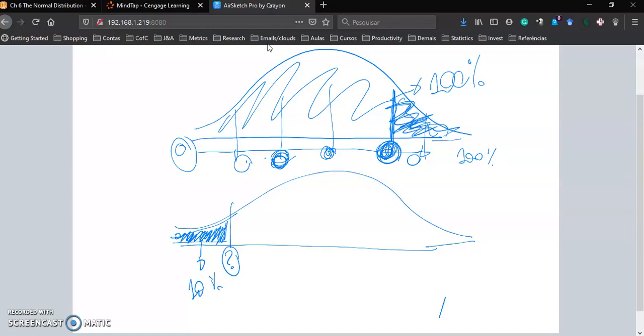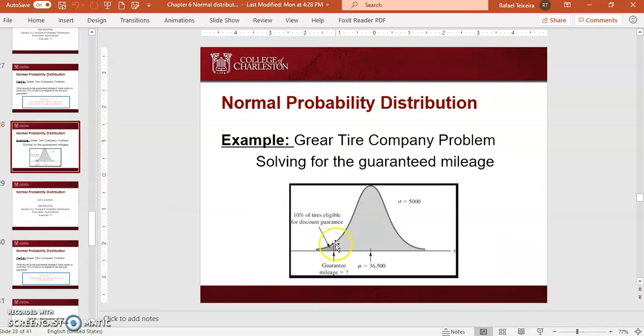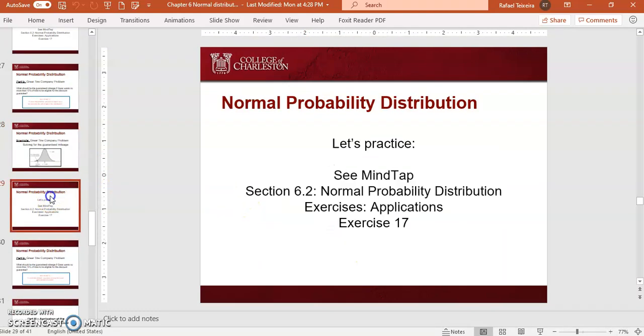This kind of problem is different. I know the probability, but I don't know the mileage, so I want to figure out the mileage. This is what these problems are about, the part B kind of problem. To solve that, you have to draw and understand which side of the distribution we are discussing.